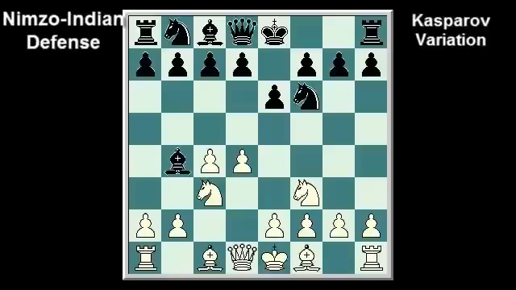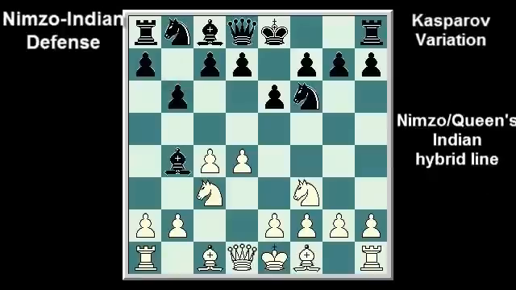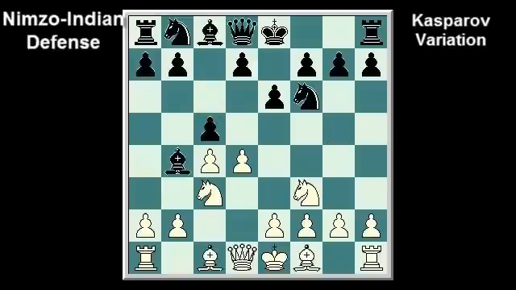Okay, let's continue. d5 transposes to the Nimzo-Indian defense of the Queen's Gambit declined. b6 transposes to the Nimzo/Queen's Indian hybrid line after bishop g5, bishop b7. The most common move is c5, staying within Nimzo-Indian territory. Now if you were playing as white, how would you play? Pause the video if you need time.